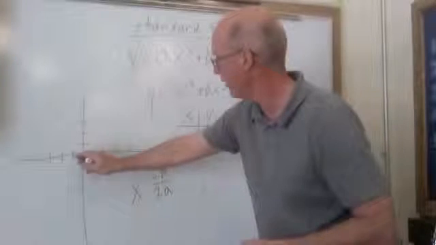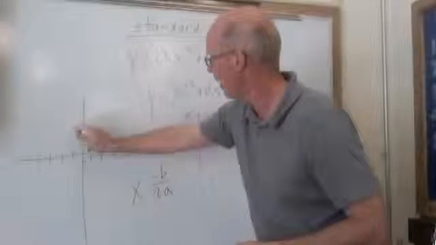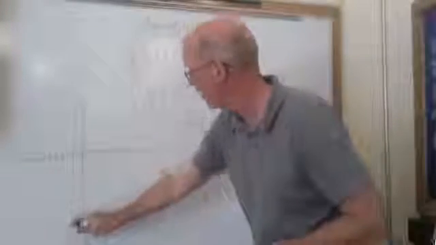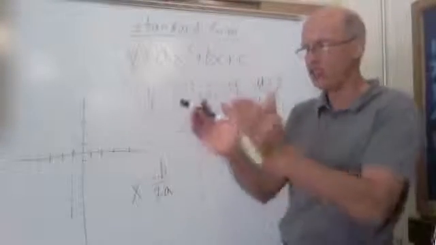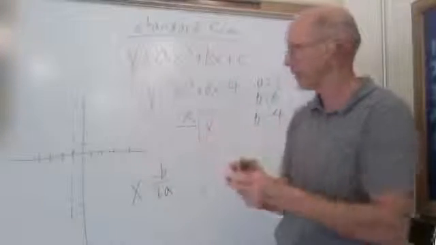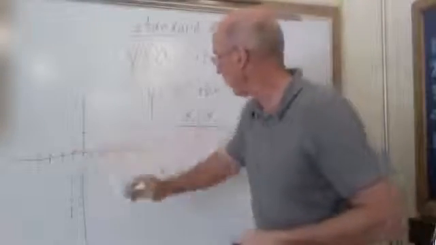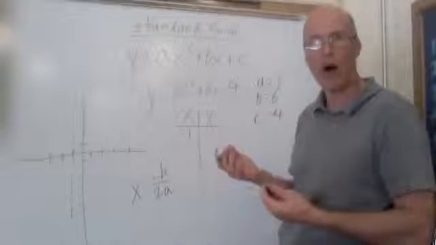So at x equals negative 1, we're going to have a dotted line going up and down. So we know now that our parabola is centered around that axis. So I'm going to put in negative 1 as one of my x's, and I'll see what y we get.